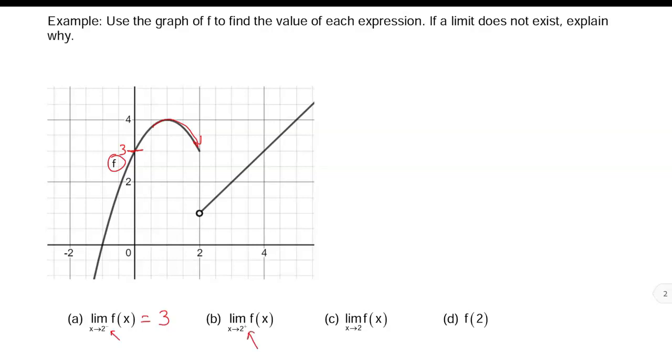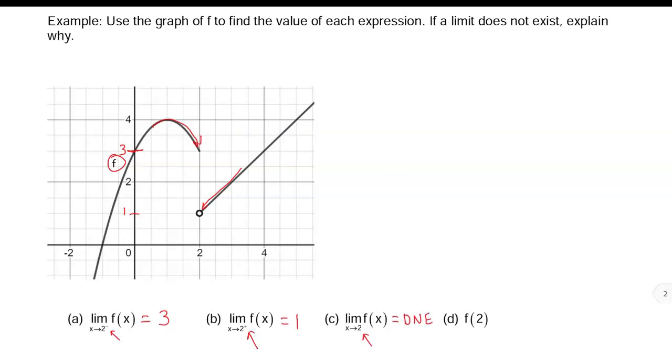Now approach 2 again. This time approach it from the right. What value would you be at if you got really, really close to 2? This time you're at a height of 1, so that limit is 1. Now we're going to put them together. If you just take the limit as x approaches 2, and you're not talking about the right-hand limit or the left-hand limit, the right-hand limit and the left-hand limit have to agree for you to have a limit. But we just did those. The left-hand limit is 3 and the right-hand limit is 1, and they do not agree. So that limit does not exist.